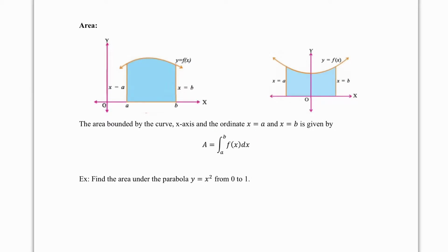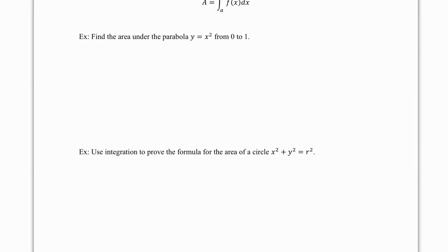So let's say we wanted to find the area under a parabola from 0 to 1. Well, you probably never learned a parabola formula in grade 10 or grade 11, but you learned how to graph a parabola. It looks something like that. And so we start at 0 and we go to 1. And so we're wondering, what is that area?